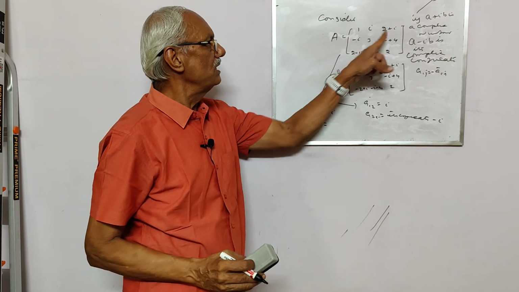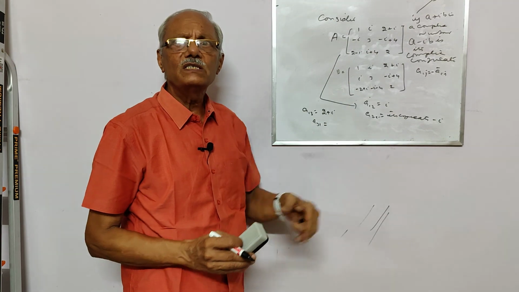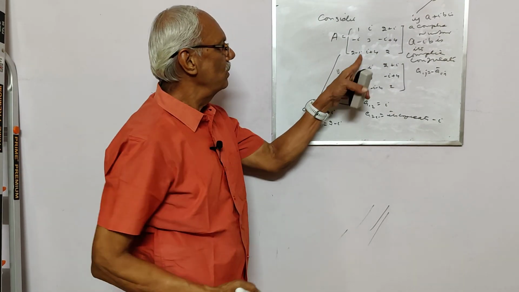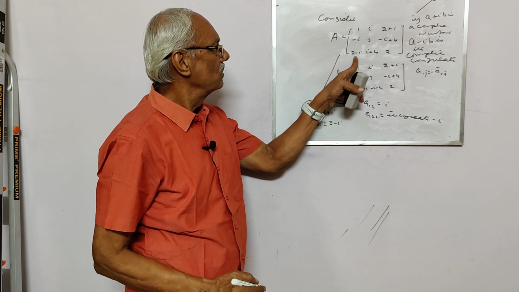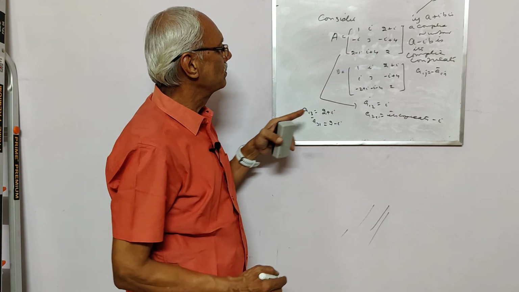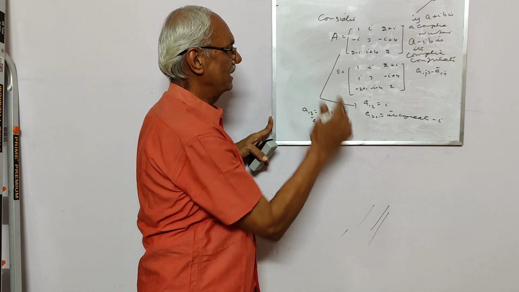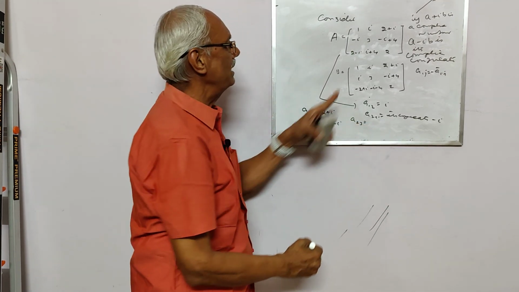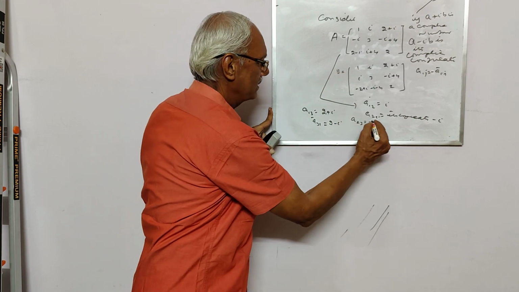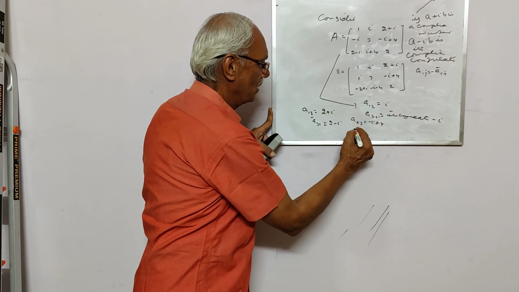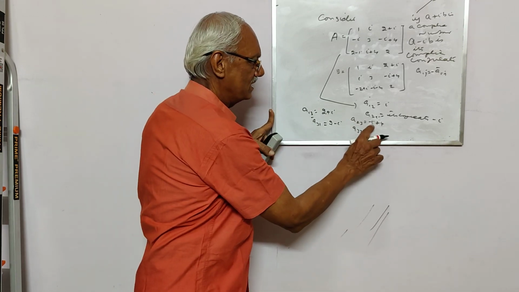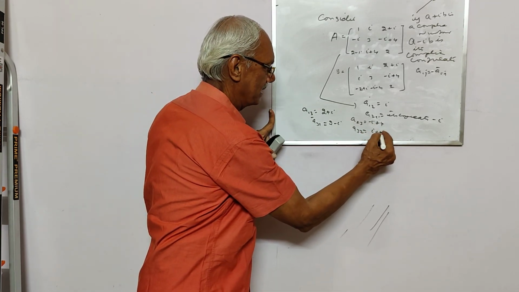Now let me come to A13. What is your A13 here? 2 plus I. What is its conjugate? A13 bar is equal to 2 minus I. You are getting 2 minus I here, which is A31. Now come to A23. What's your A23? Minus I plus 4. Now A32. What is the conjugate of this? Change this minus I to plus I, plus 4.